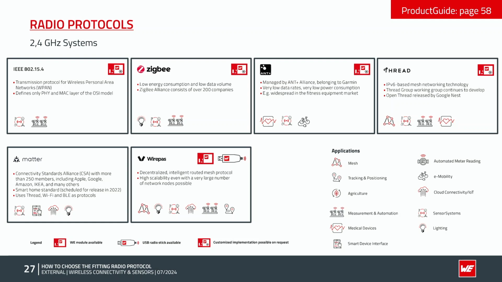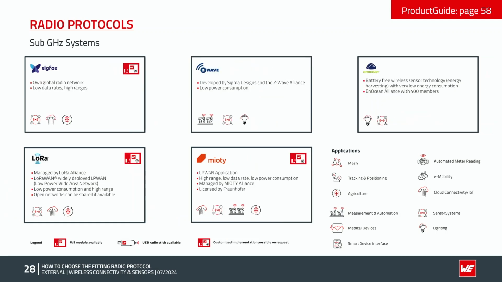But the 2.4 gigahertz is not the only technology you have. There are also so-called sub-gigahertz systems. So in Europe you use, for example, 868 or 433 megahertz. In North America you have 915 megahertz, and kind of similar you have also in Australia. You have special frequencies in Asia.